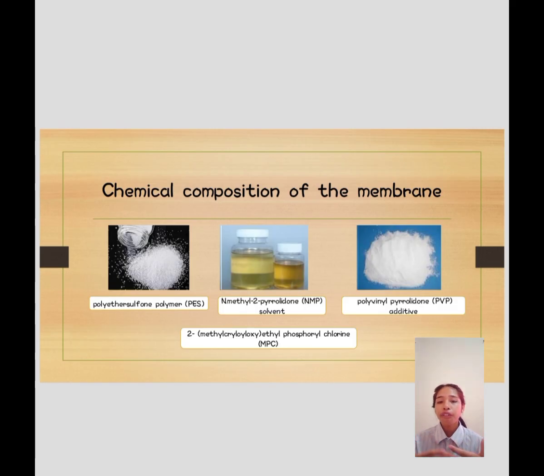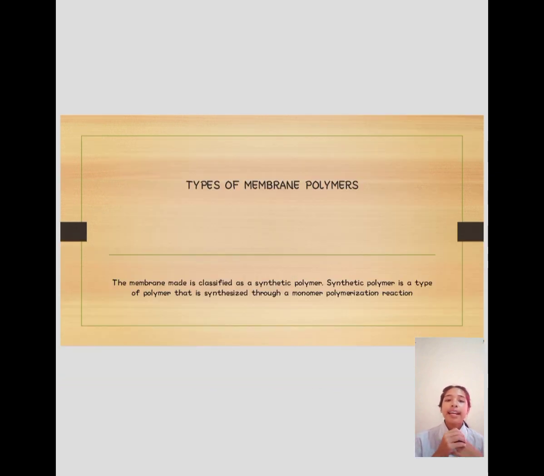Chemical composition of membrane. Polymer polyether sulfone and N-methyl-2-pyrrolidone solvent, 2-methacryloyloxyethyl phosphorylcholine, and additive polyvinylpyrrolidone. Type of membrane polymer. The membrane made is classified as a synthetic polymer. Synthetic polymer is a type of polymer that is synthesized through a monomer polymerization reaction.